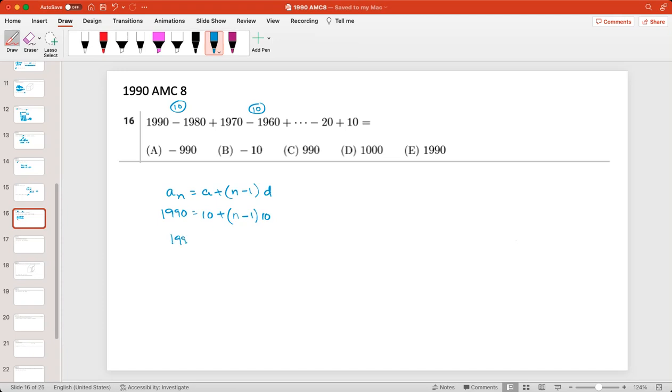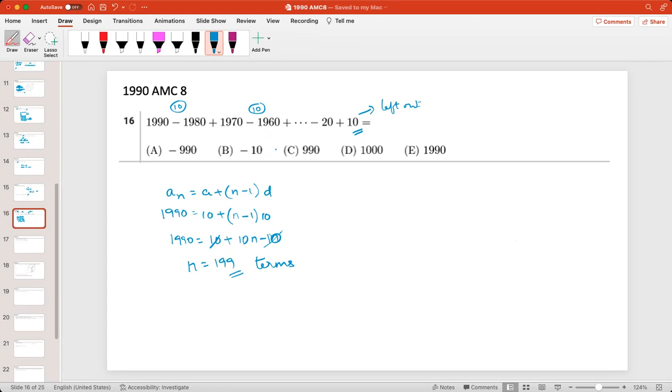So if I solve this, I get 10 plus 10n minus 10. So this and this cancel, and I'm going to get n as 199. So I know that there are 199 terms. Now you see, every two terms together makes 10, but I have an odd number of terms here. I have 199 terms, so the last number is going to be left out.